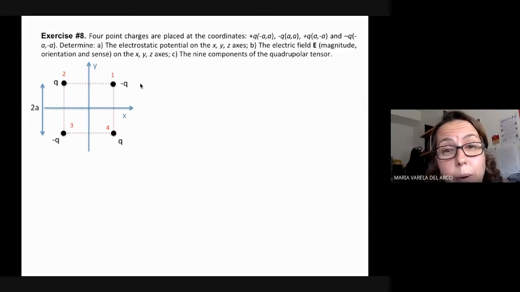This body has no net charge because the net charge is Q plus Q minus Q minus Q, 0. This system has no net dipole moment because the center of gravity of positive charge is at the origin, and so is the center of gravity of negative charge. There will be no net dipole moment here either.